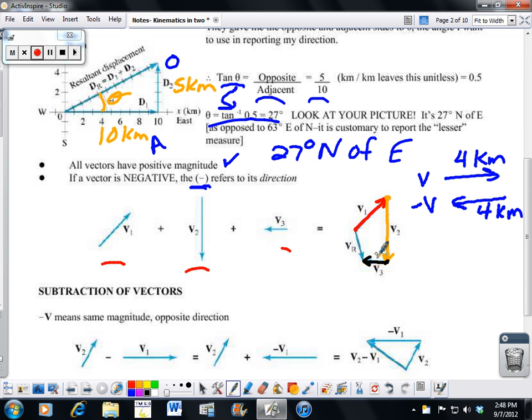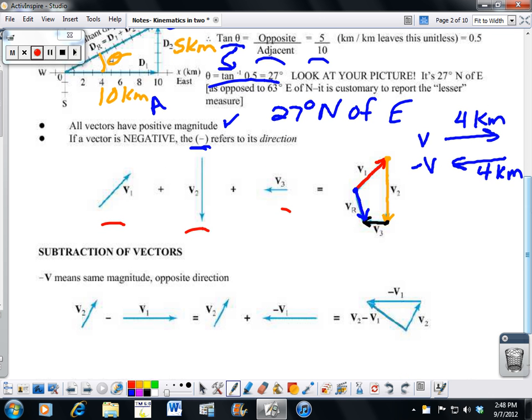And how do I know what my resultant looks like? My resultant is from the very beginning to the very end. Remember, that's what it is. It's straight there as the crow flies, one place to the other.